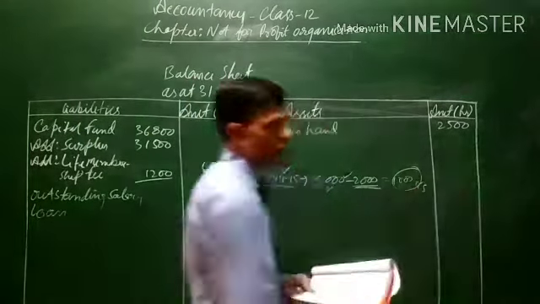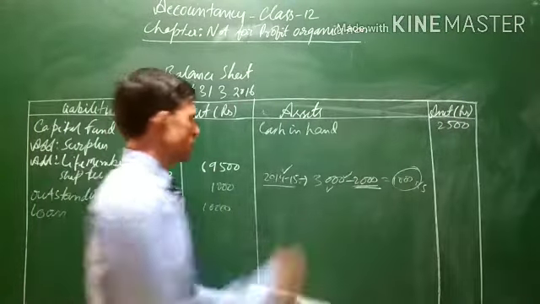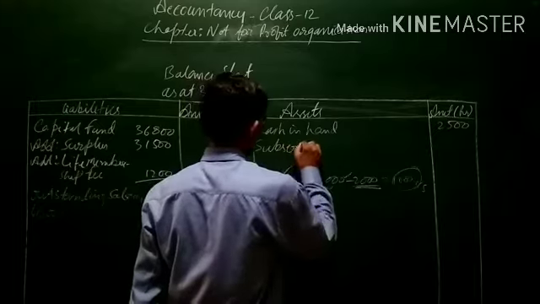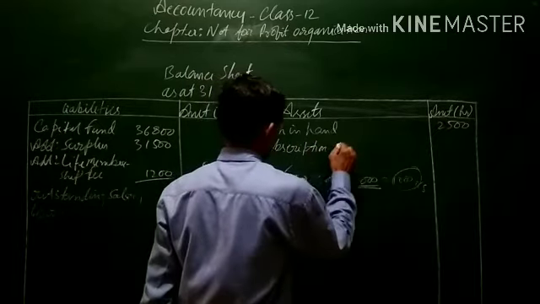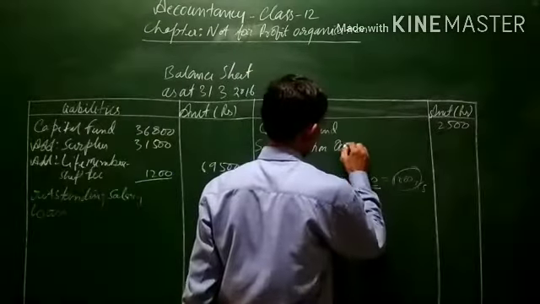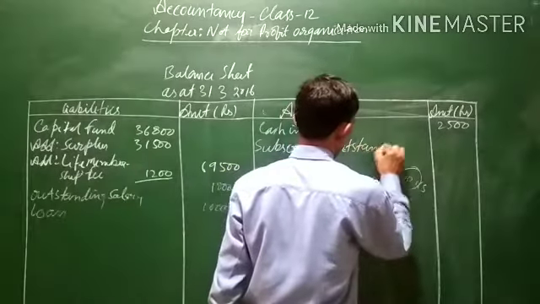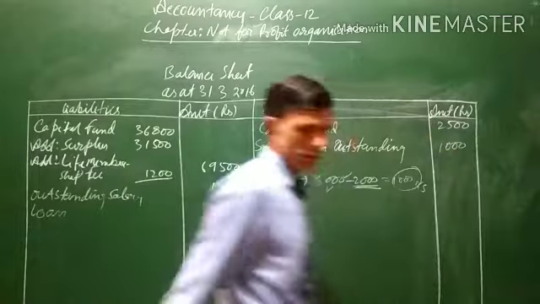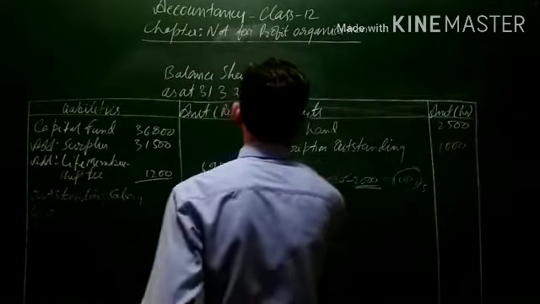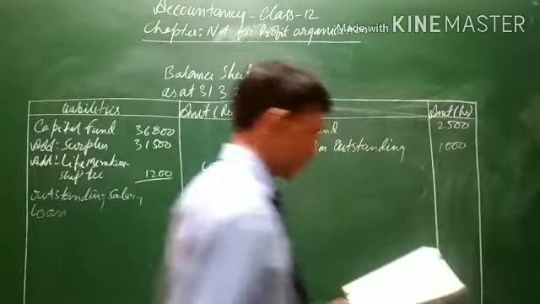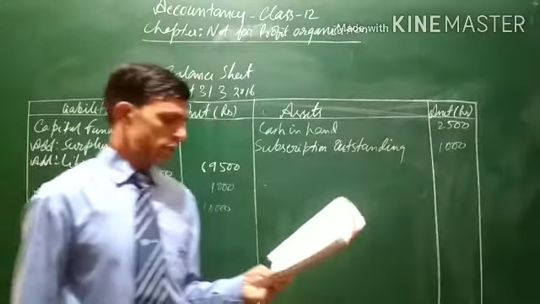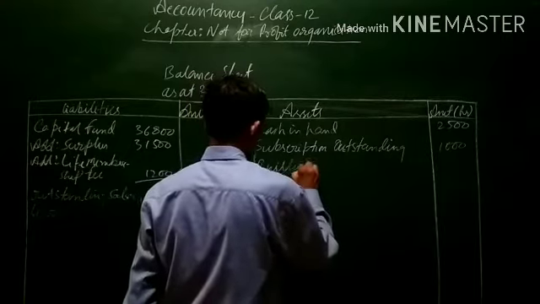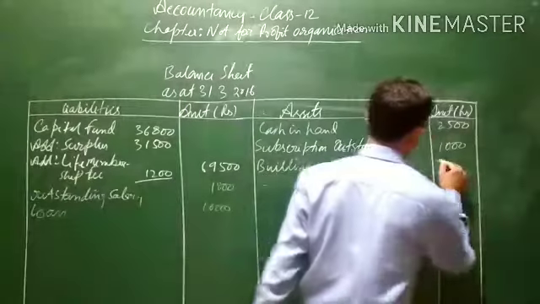This is the outstanding subscription for the current year, so it is also an asset. Subscription outstanding, 1,000. Next is building. A building of 35,000 is given. Building, 35,000.